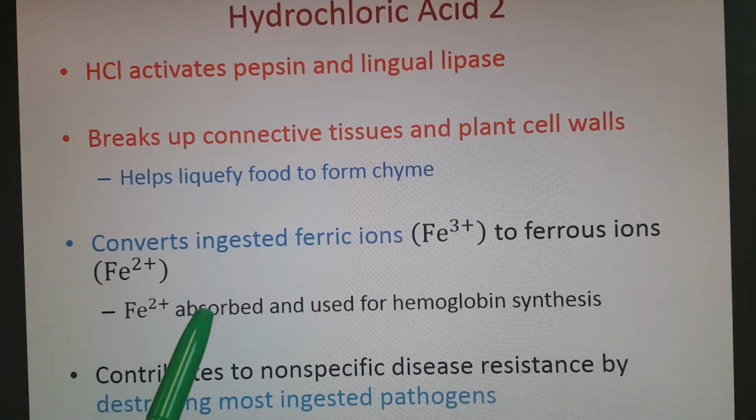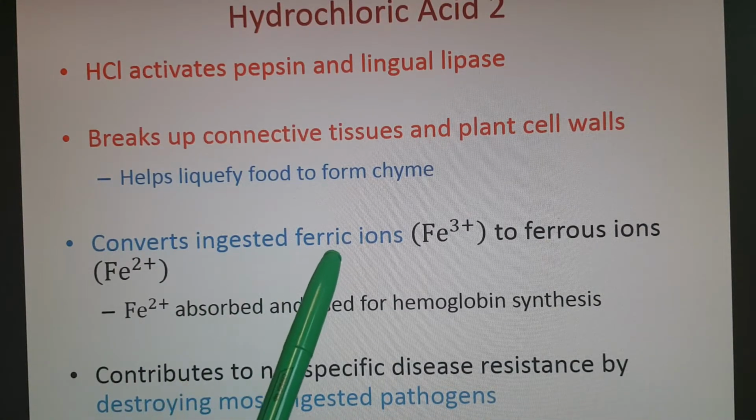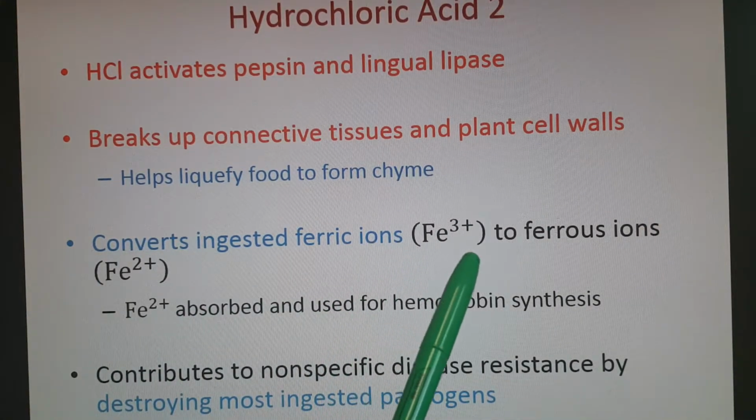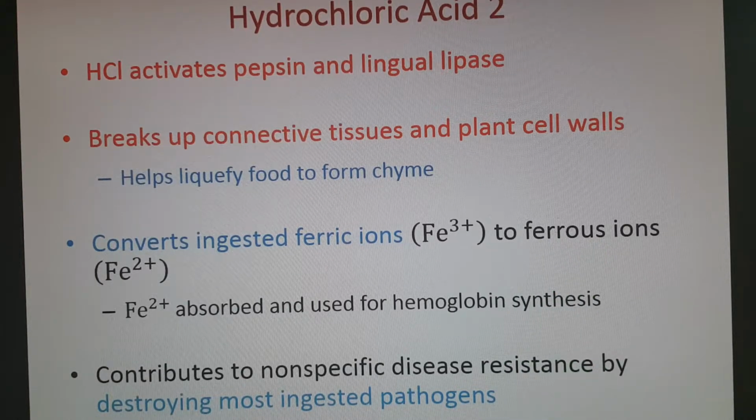It also helps to convert ingested ferric ions from your diet into ferrous ions, which can be absorbed. So we can't absorb the ferric ions, but we can absorb the ferrous ions. The ferrous ions are also used for making of your hemoglobin.